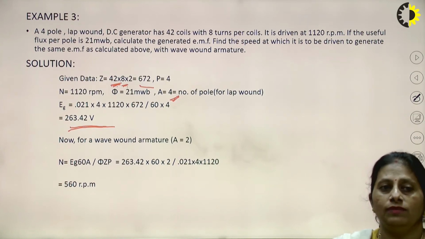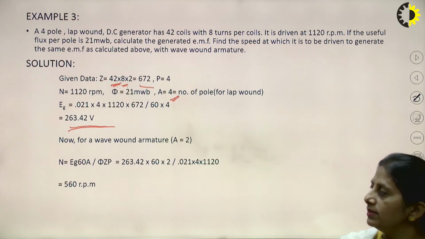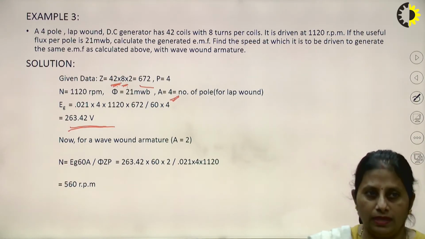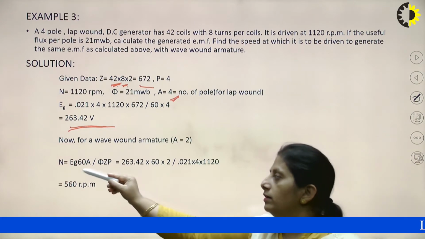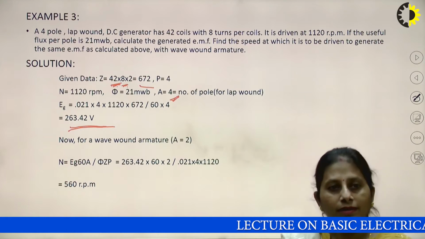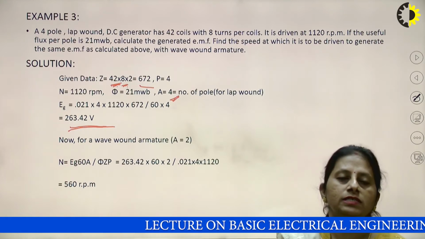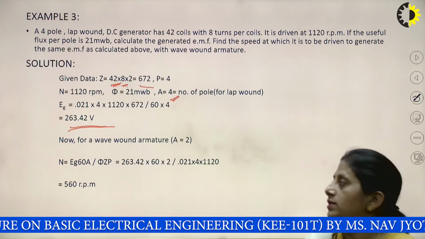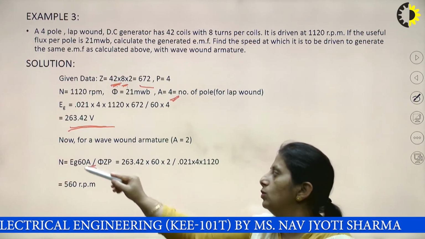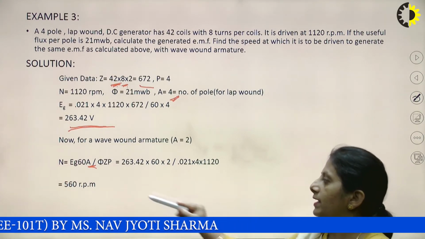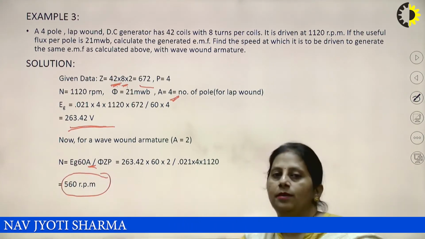With the same, the second part of the numerical, now for a wave wound armature, what will be the speed if the same EMF is generated? In the same equation, we need to find the speed, with the only change that this time it is wave connected. So the number of parallel paths A this time is equal to 2, instead of 4 in the earlier case. Just replacing A with 2 and solving for the speed, we get 560 rpm.